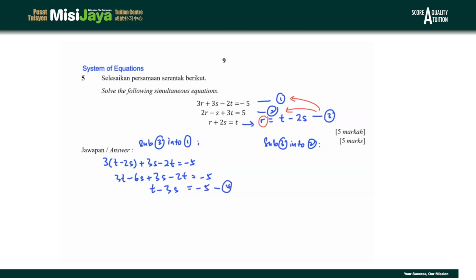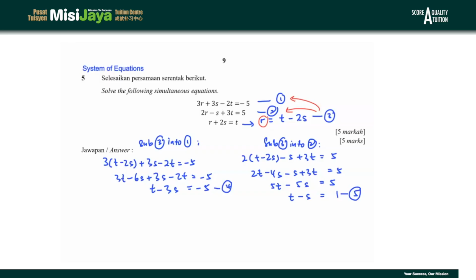This one I take it as equation 4. Now we sub 3 into 2. So we have 2r. r is t minus 2s. Then minus s plus 3t equals to 5. So we open up the bracket. 2t minus 4s minus s plus 3t equals to 5. So 2t plus 3t, we get 5t. Negative 4 minus 1 is negative 5s equals to 5. So we can simplify this one. All the terms divided by 5. So we have t minus s equals to 1. So this one we take it as equation 5.